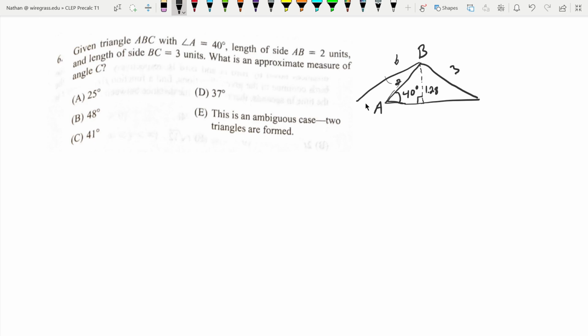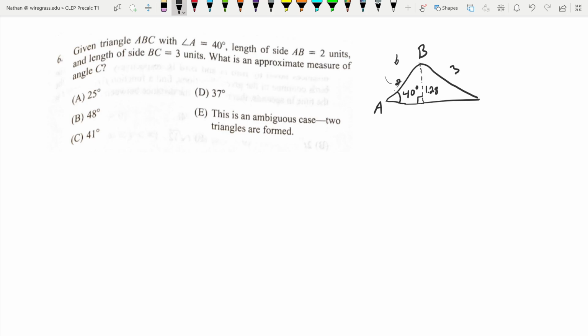The issue is that this triangle, right? This triangle doesn't use this 40 degrees. It uses this angle here, which is going to be 180 minus 40, 140 degrees. That's a different triangle completely. So we know that this can only have one answer.